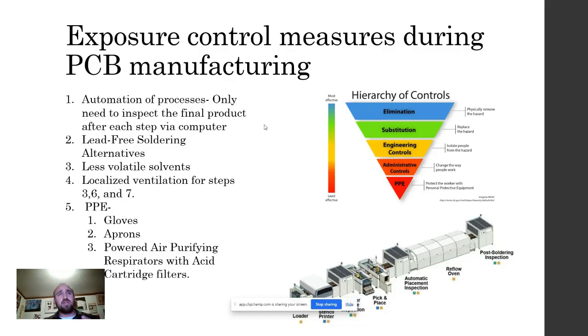Next, numbers 2 and 3 are using either lead-free soldering alternatives or less volatile solvents. Number 4 is localized ventilation for steps 3, 6, and 7, so number 4 is engineering controls. And then last here is PPE. Everyone wants to jump to PPE, but it's last. That includes gloves, aprons, and using a respirator, and making sure you have your acid cartridge filters. That's the important part with that respirator. So the most important is automation. Automation is elimination, then we're doing substitution, engineering controls, and then finally PPE.